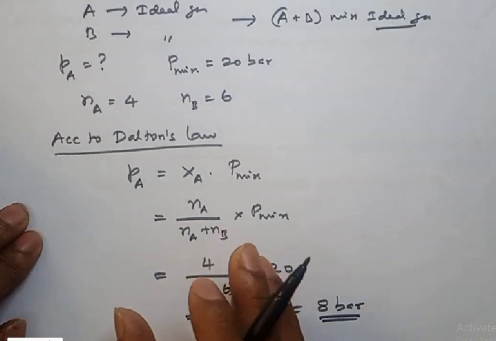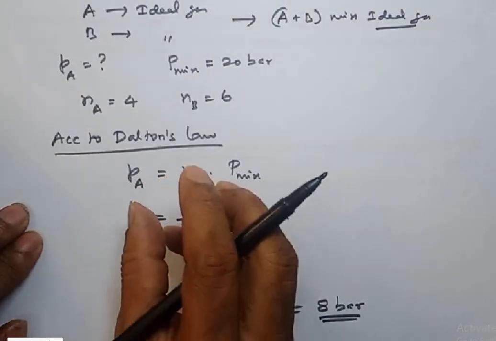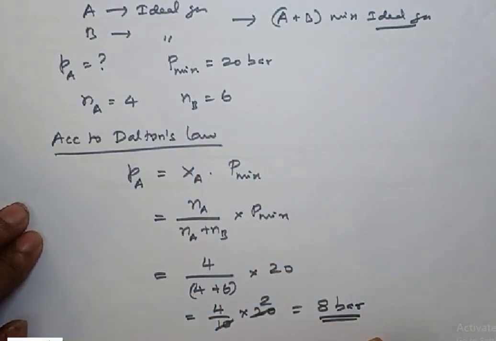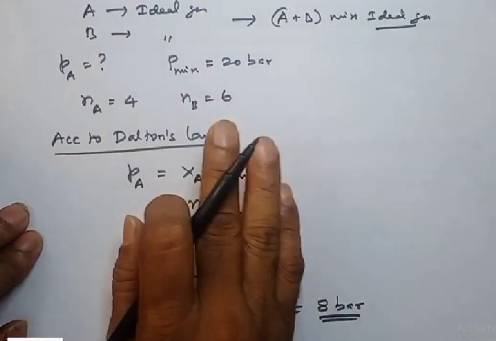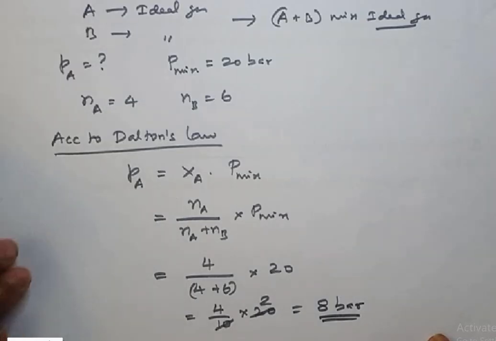Remember, partial pressure of A means pressure exerted by gas A in the mixture. That we can find out using Dalton's law, but this is applicable only for ideal gas and ideal gas mixtures. For real gas we need some more corrections here.